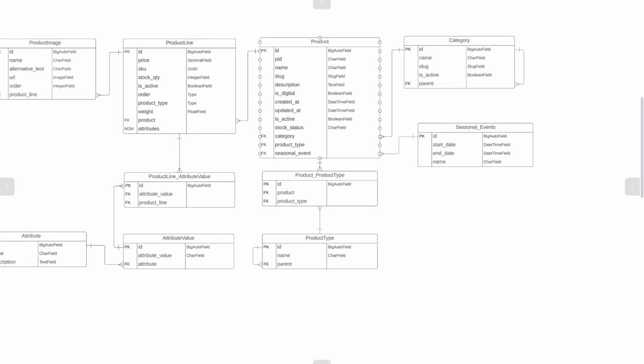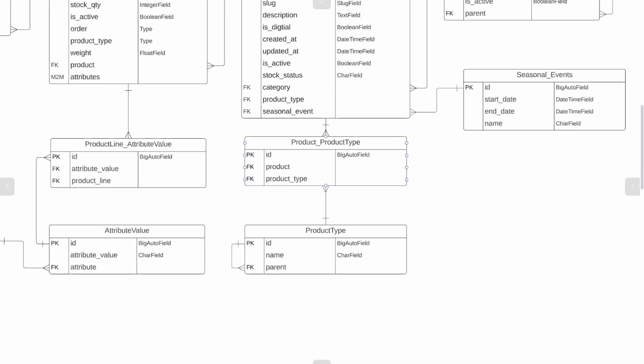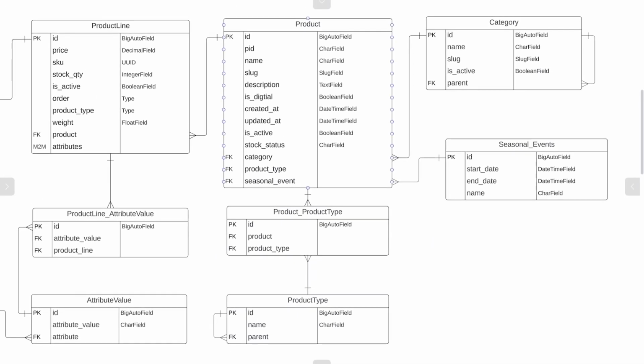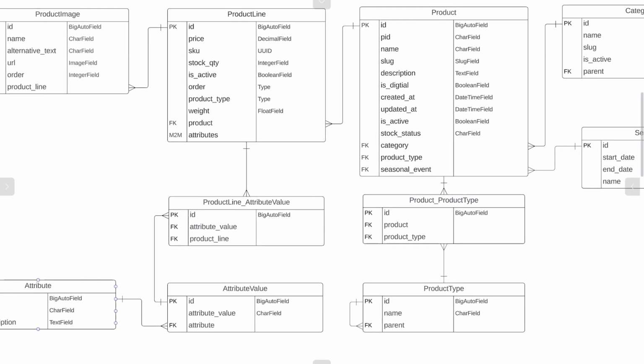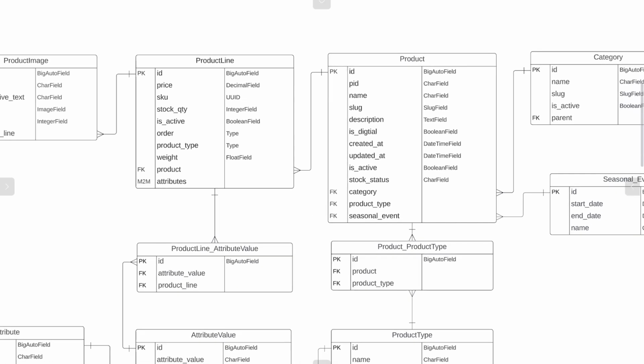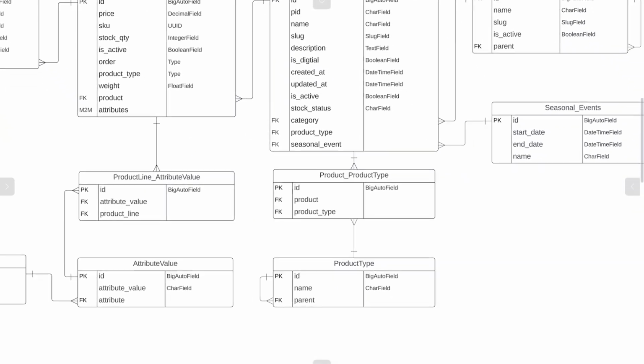Right, so next up is going to be the product type. The way I'm working here is a workflow which I would use if I was actually going to insert data into this database. So I would start with the categories. I would then work with the product types. I would then create some attributes, attribute values potentially, and then I can build some products, product lines, and product images. So that's the workflow here.